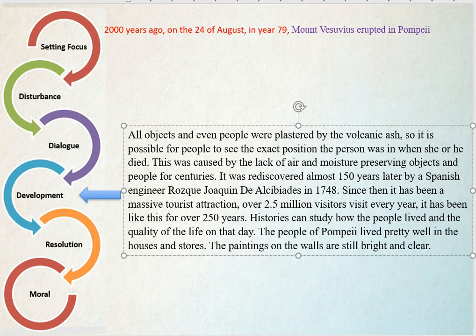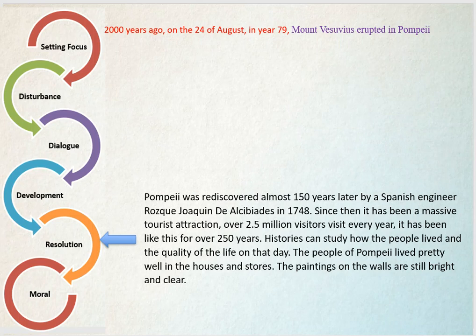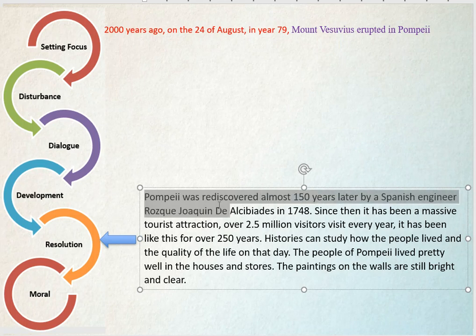The next one is resolution, right? Resolution is the question, well, so what? So where are we now? Well, where are we now? Pompeii was, this is her text, I didn't change anything. She had it as it is now. Pompeii was rediscovered almost 150 years later by a Spanish engineer, the Alcibiades, in 1748. Since then, it has been a massive tourist attraction. Over 2.5 million visitors visit Pompeii every year, right? And it has been like this for over 250 years.